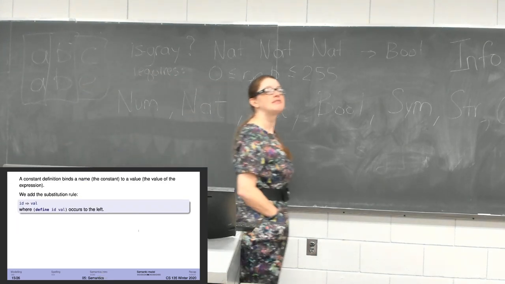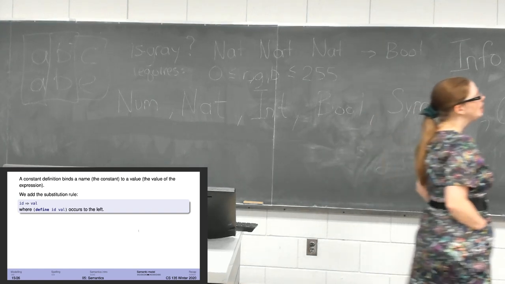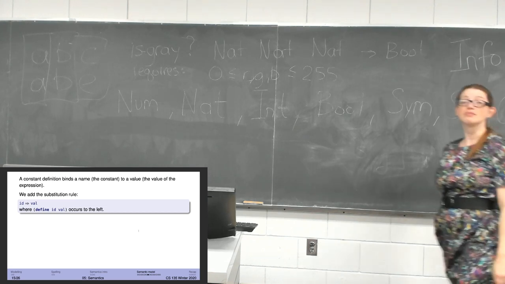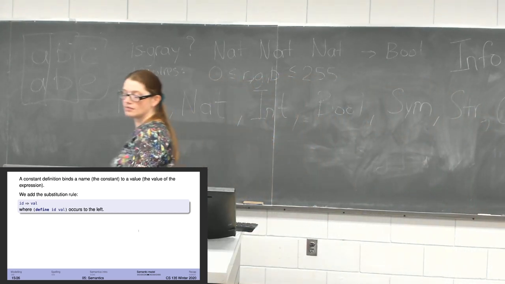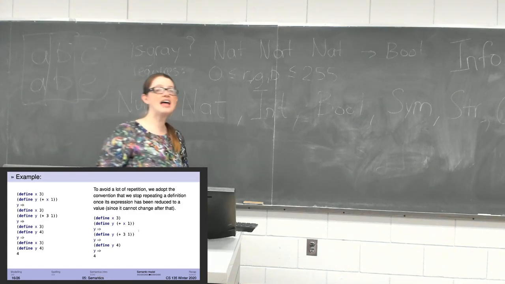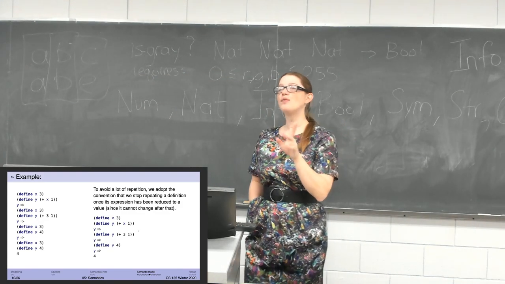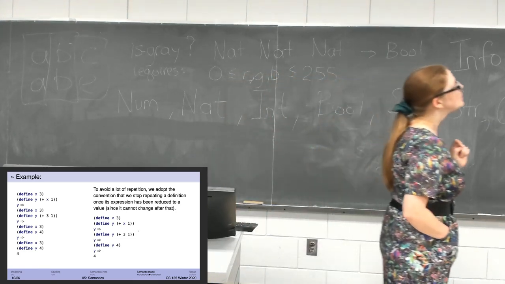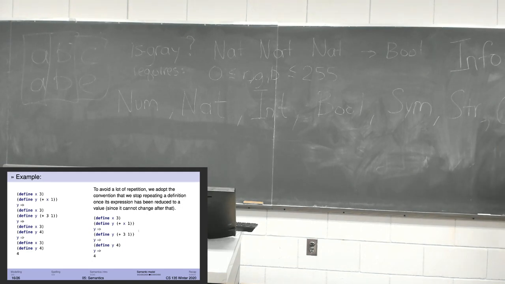What about a constant? How do we do a constant? Because we haven't talked about that. Well, the substitution rule for a constant is: you find the ID bound, and the ID yields the value. That's the substitution rule. Now, if we do an example of that, well, that only works if we're assigning the ID to a value. What if I'm assigning it to an expression? So let's say I've already defined x to be 3, and now the line I want to evaluate is define y to be x plus 1.